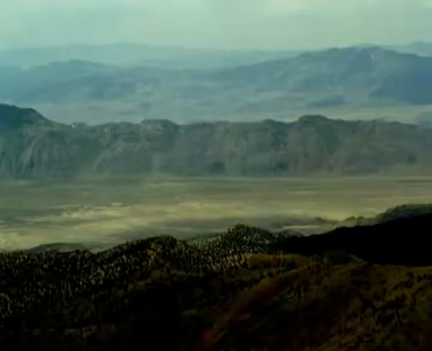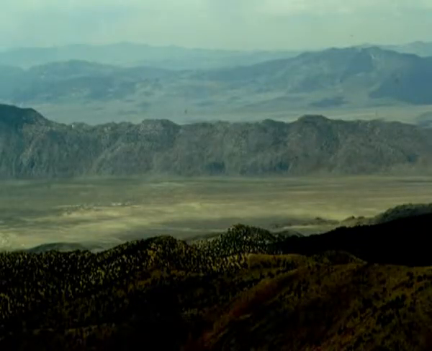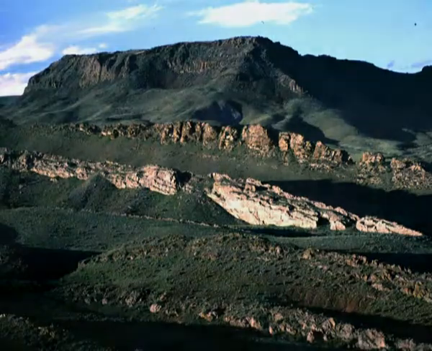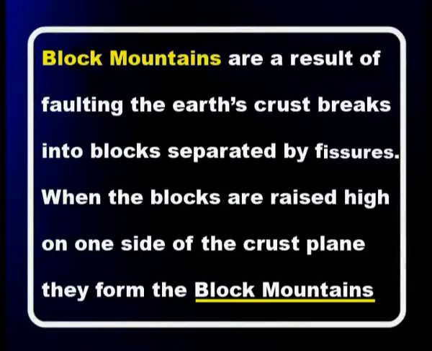Now, one of the important mountain types that we have discussed in this episode is also the block mountains. The crustal disturbances have created interesting landforms due to a portion of the earth's crust breaking away or being uplifted compared to either side of the central portion getting depressed. Block mountains are a result of faulting of the earth's crust, which breaks into blocks separated by fissures. When the blocks are raised high on one side of the crust plane, they form the block mountains.